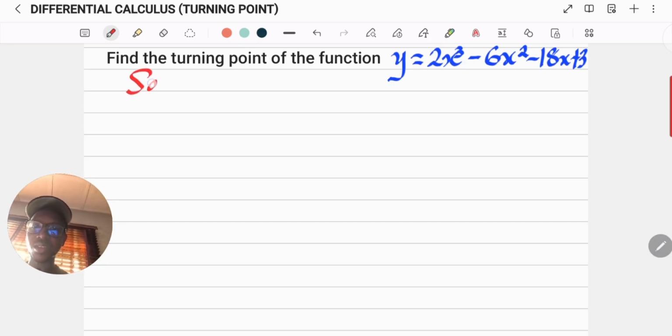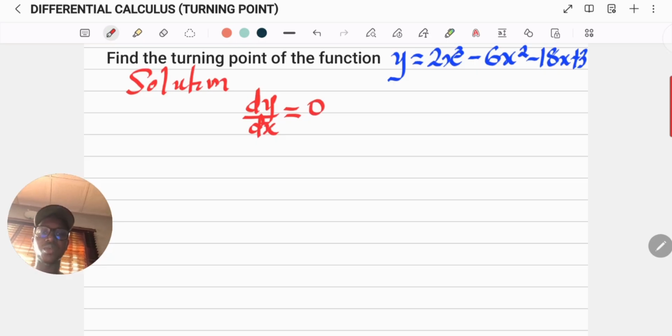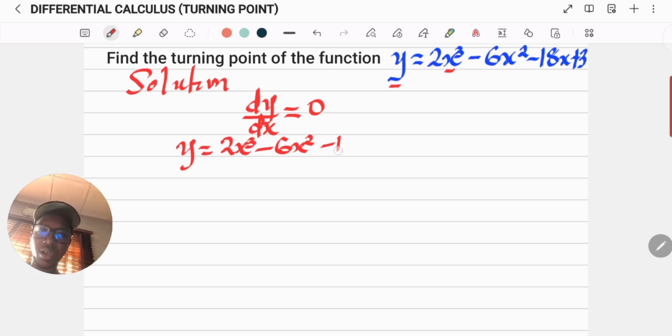So if we are going to solve this, one of the first things we need to know is that to find the turning point of any function, dy/dx must be equal to 0. That means you need to differentiate y with respect to x. And we've been given that y equals 2x cubed minus 6x squared minus 18x plus 3.